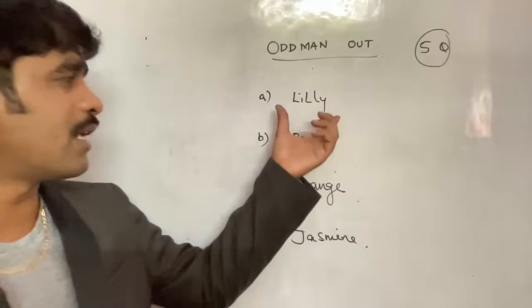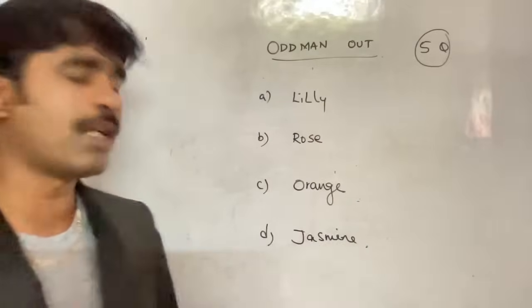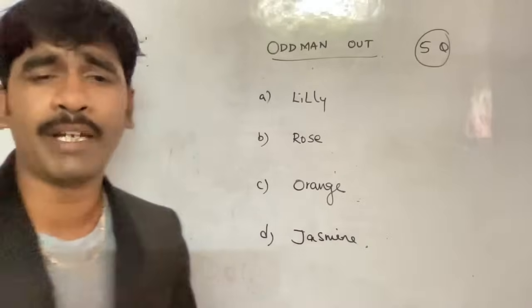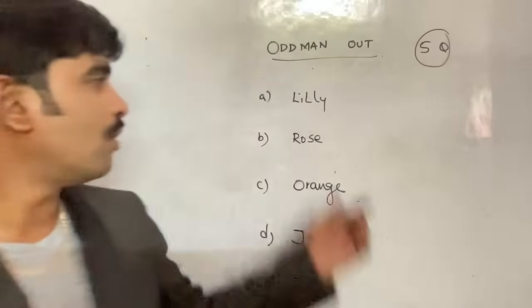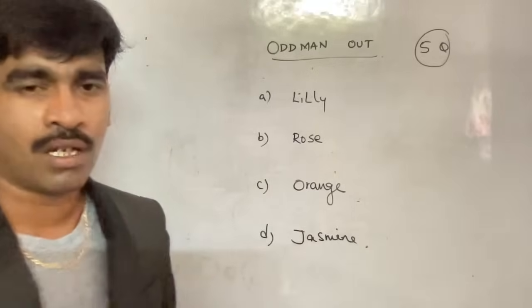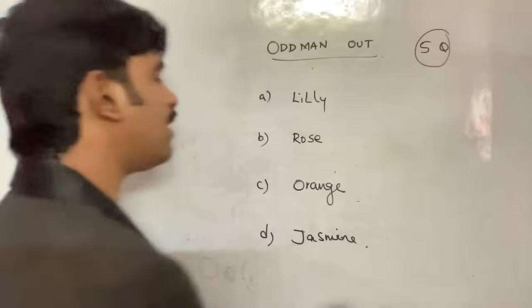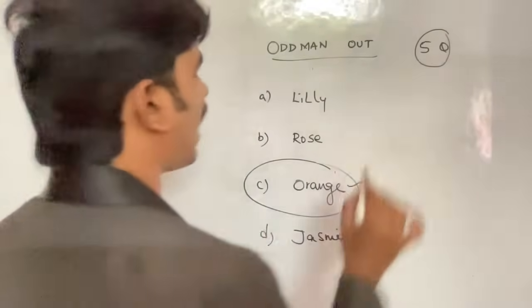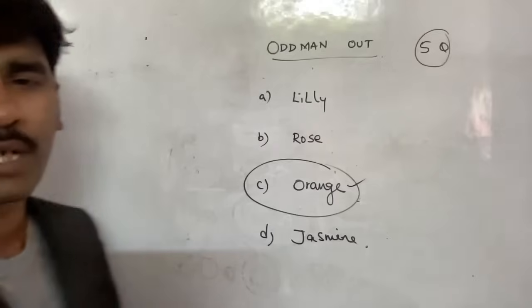So here they have given us Lily, Rose, Orange and Jasmine. So we need to pick which element is different among them. Lily, Rose and Jasmine are all flowers, and orange is the only element which is a fruit. So we just pick the answer choice as orange. That's going to be option C.